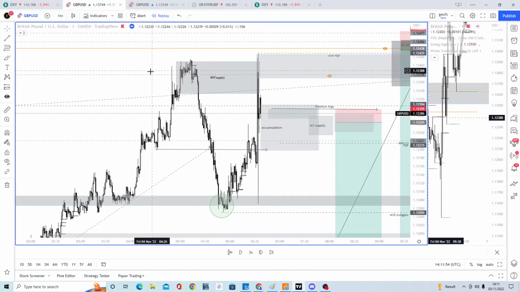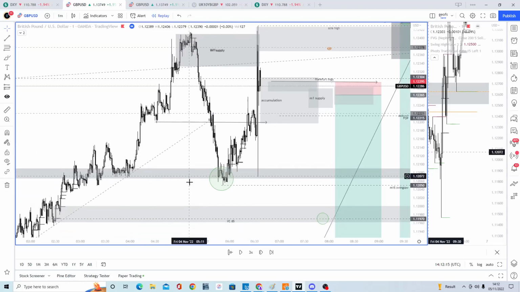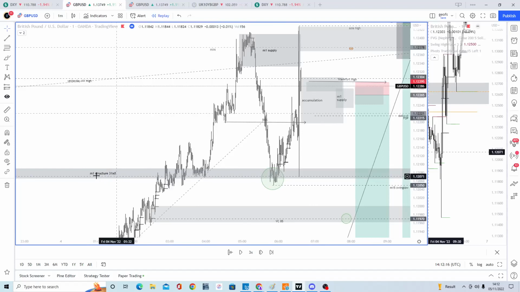We get to a high volume node that I've marked up from market profile. It acts as resistance. There's a small accumulation and a drop. Okay, so this becomes M1 supply because it breaks structure, right? So this is actually an example of setup 2 that you could have taken. But this video is about setup 1, so don't worry about this for now.